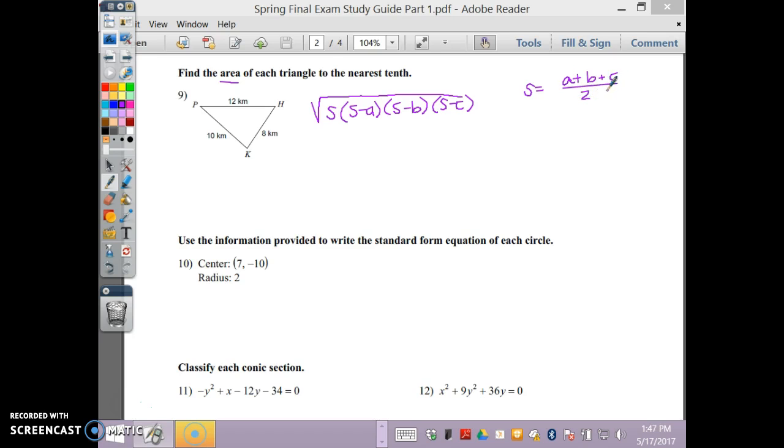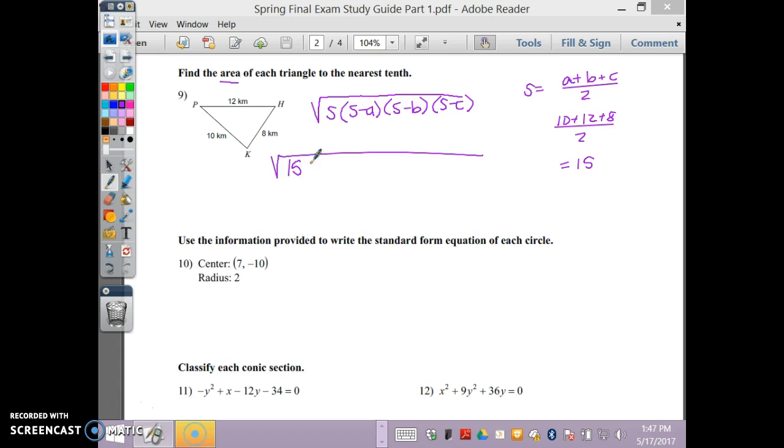Not 3, 2. So when I do that and I add 10, 12, and 8 and divide it by 2, 10, 12, 8, oh silly, that's 30. So that would be 15. This is for non-right triangles. So for a right triangle, you would do 1/2 base times height, but we don't actually have the height here. We just have all 3 sides.